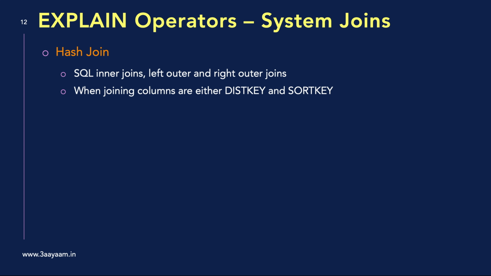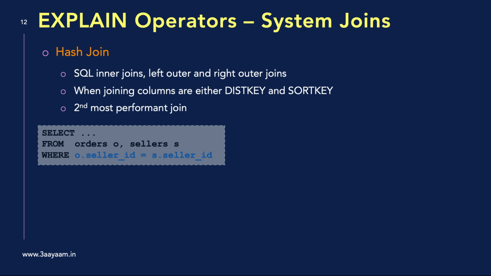So if the optimizer thinks that using a hash join would be better even though the joining columns are neither dist key nor sort key, it will go ahead and use it. This is the second most performant join. The first is obviously merge join, and hash join is the second one. So let's look at the query. So this is the select statement.